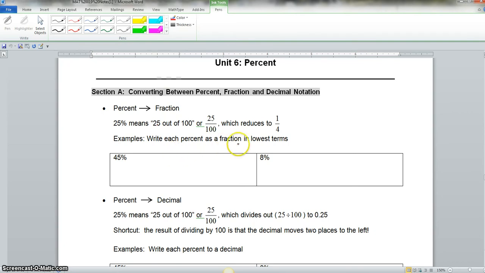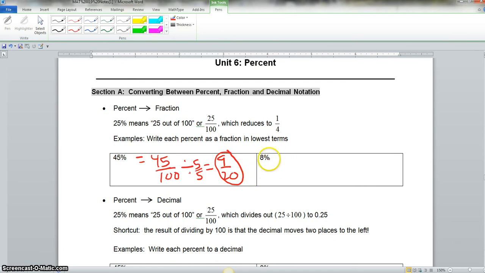Examples, write each percent as a fraction in lowest terms. So 45% is the same as saying 45 over 100 because percent means out of 100. So now we can simplify 45 over 100 by dividing the numerator and denominator by 5. 45 divided by 5 will give us 9, and 100 divided by 5 is 20. So our final answer is 9 over 20.